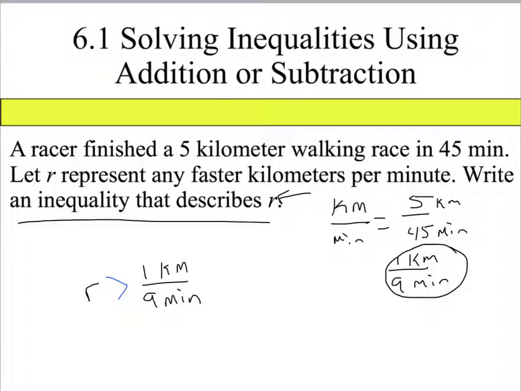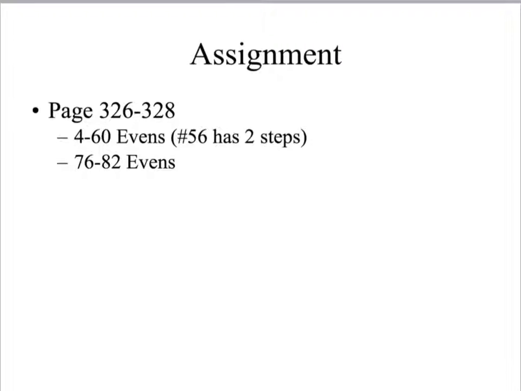Okay. And again, all you had to do is write an inequality, and that was R is greater than 1 kilometer over 9 minutes. If you did divide that out, it would be 0.1 repeating. If you did that, just 0.11 would also work. Okay, what I want you to do is go to the next slide and do your homework. Here's the next slide.